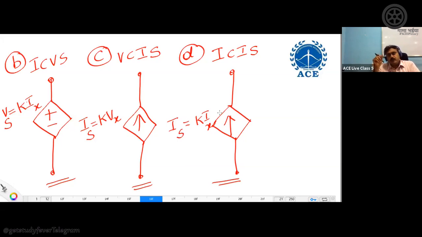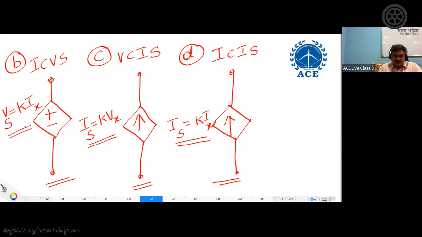Okay, they can be both active or passive. Don't think when you see the name as source, they are always active. That is not a strict theory. Only when the voltage and current product is positive, then they are passive. If the product is negative, then they are active. So use the same logic in whatever problem you solve. Okay, very, very important observation.